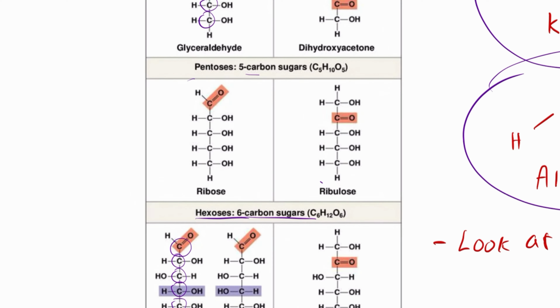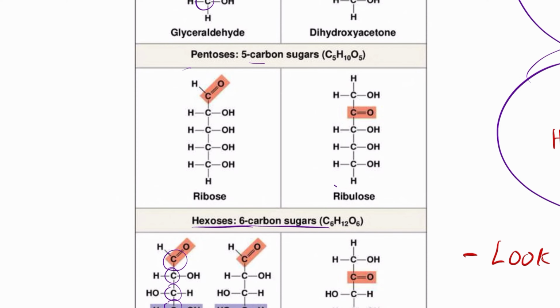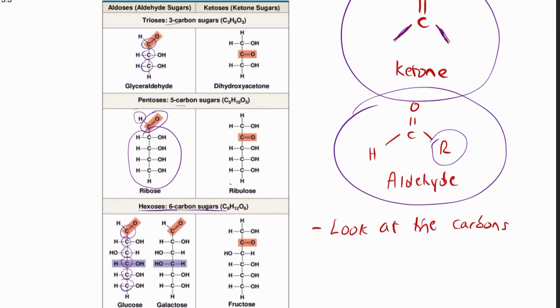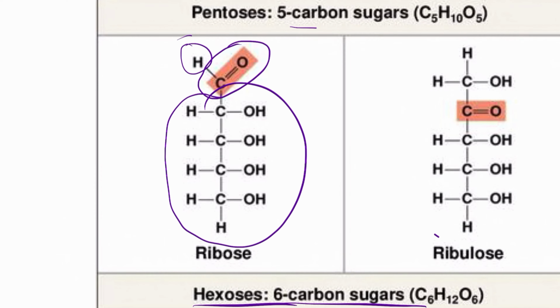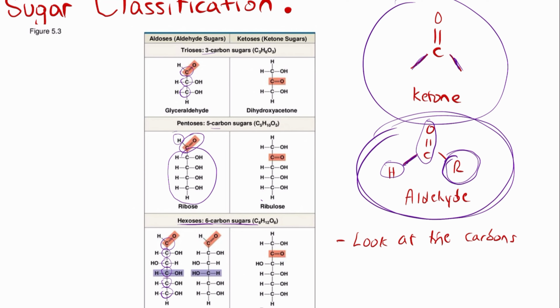Now, let's look at ribose, for example. We know it's a 5-carbon sugar, but how do we know if it is an aldose or a ketose? Well, anyone that knows me very well knows I talk about the CO group, the C double bonded to O, the hydrogen, and then it's connected to something else. An aldehyde is a carbon double bonded to an oxygen, bonded to a hydrogen, and then bonded to something else, which is the R group. We have the same deal for this ribose, so we can classify this as a 5-carbon sugar and say that it is an aldose.